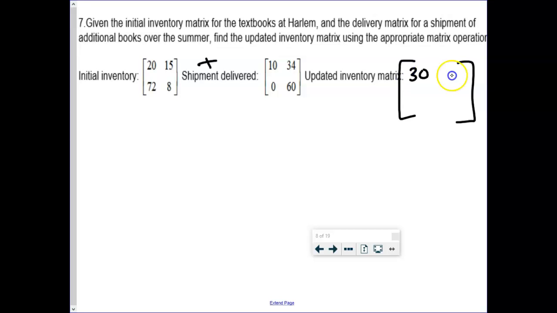So we got like a 30 and a, now that I say this, I'm probably going to mess it up. 49, 72, and a 68. How'd I do? Don't patronize me. Make sure I did it right.